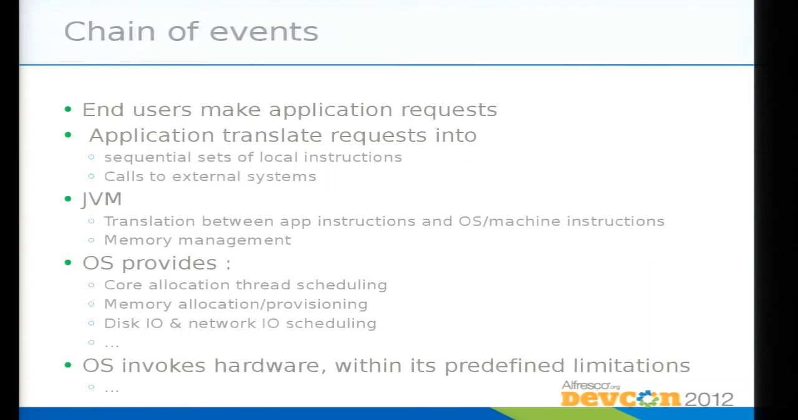And then underneath, you would have the OS that does the core allocation if you have multiple cores on your CPU, and you will have context switching between maybe more of the cores. Memory allocation, provisioning of that memory if it's well done. Disk I/O, network scheduling. Also, one thing that's not mentioned is locking, because all the locking is a native activity, but we'll talk about that a bit later. And then beneath that, the OS will actually invoke the hardware with the limitations that we just defined before. So that's basically the chain of events that you have to work with during your test plan.